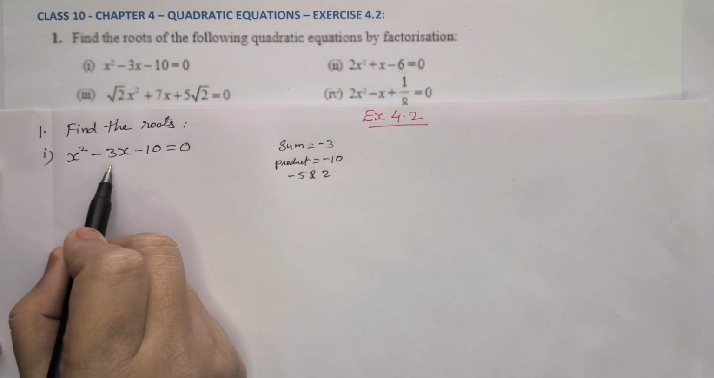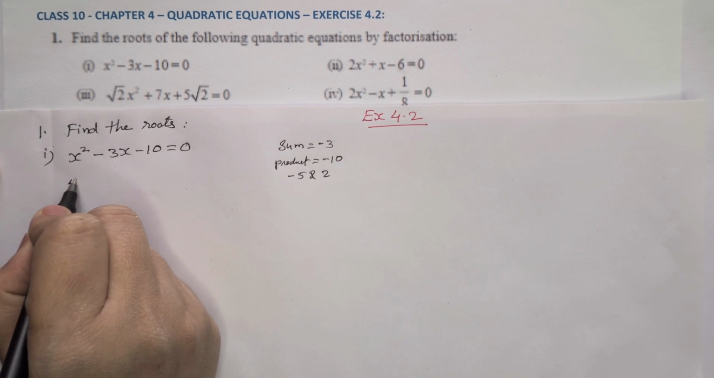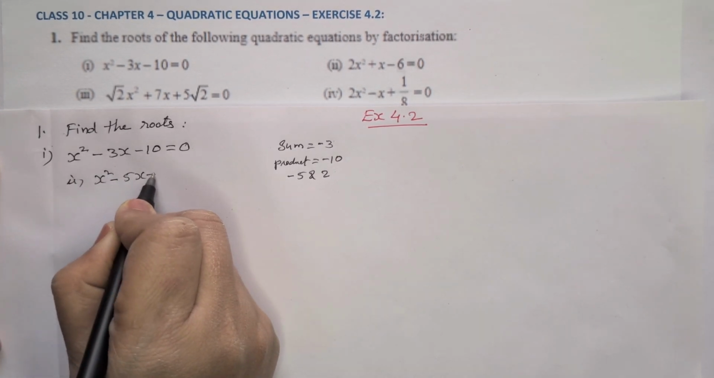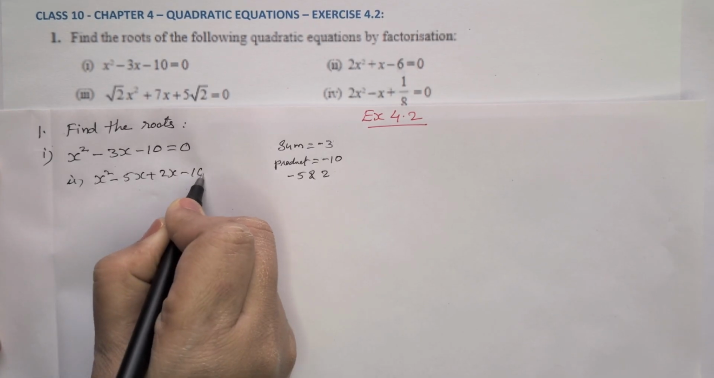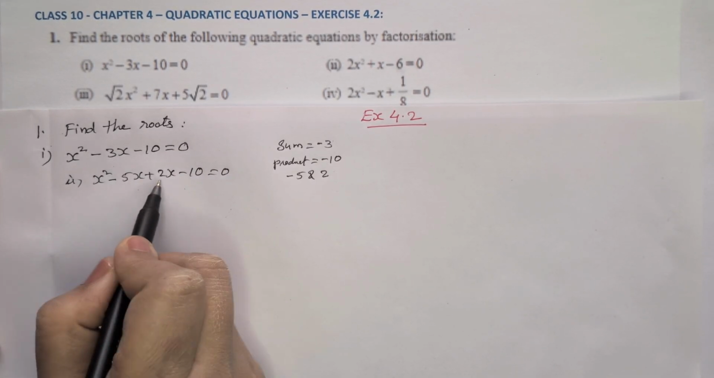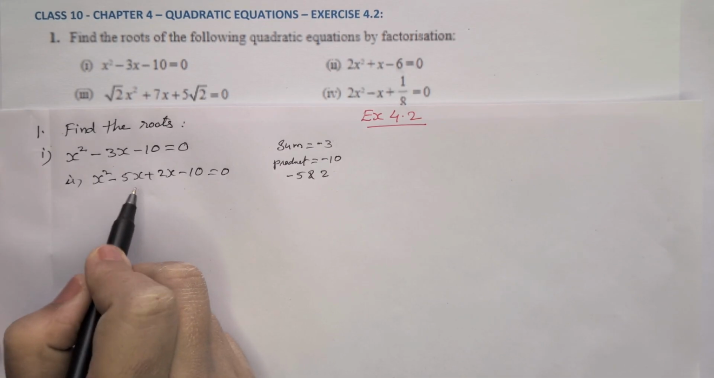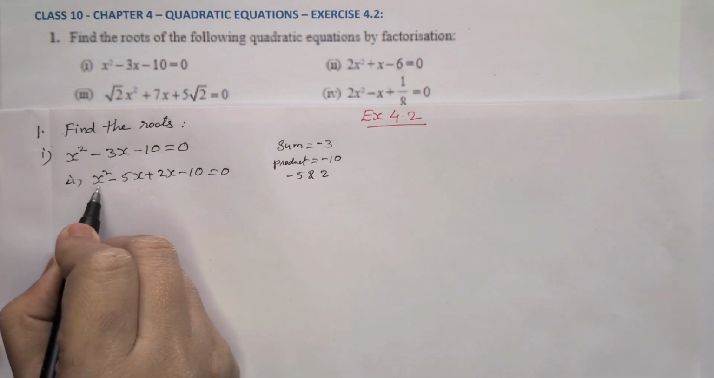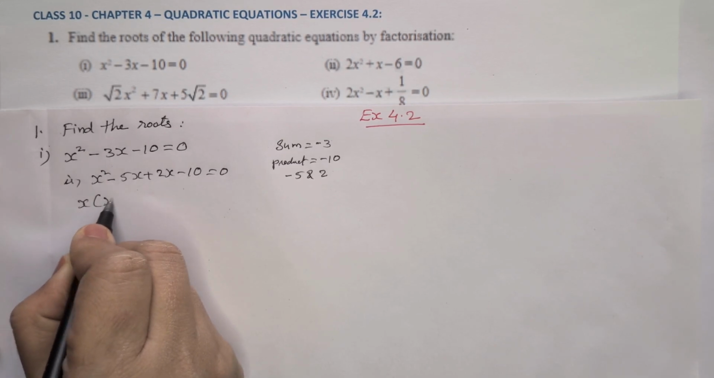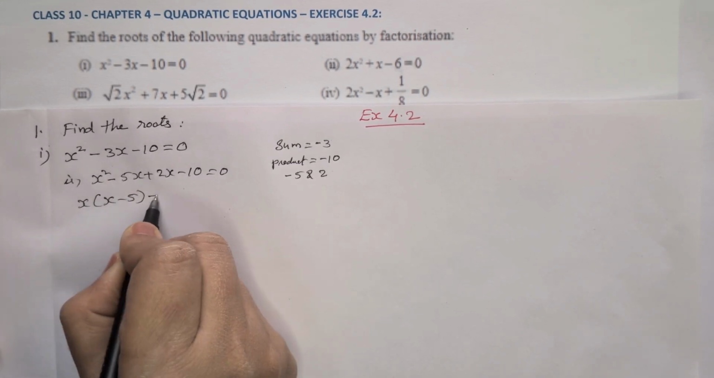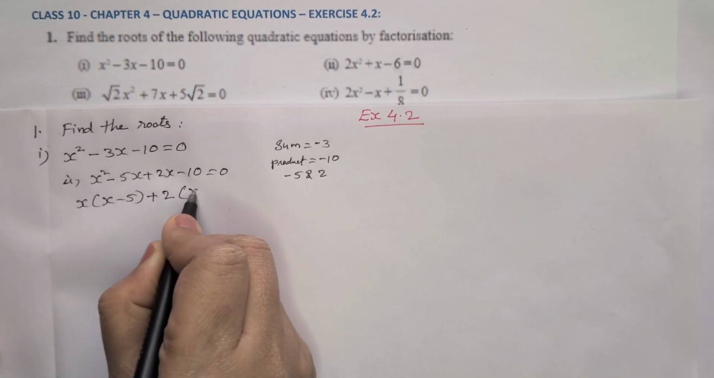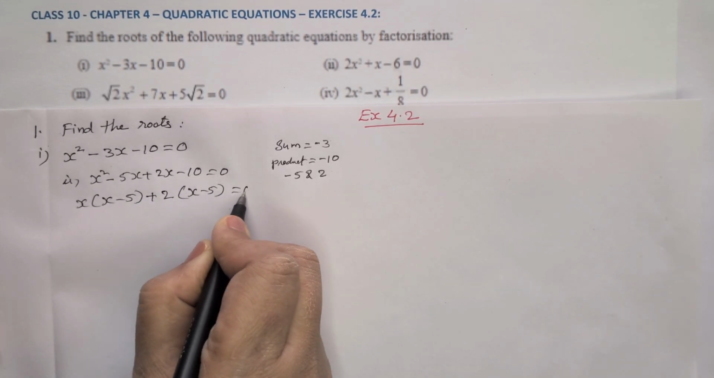So we can split the middle term. That is x square minus 5x plus 2x minus 10 is equal to 0. Minus 3x we split as minus 5 plus 2. Then we can take x as common from the first two terms, x minus 5, and 2 we can take from these two terms, x minus 5.